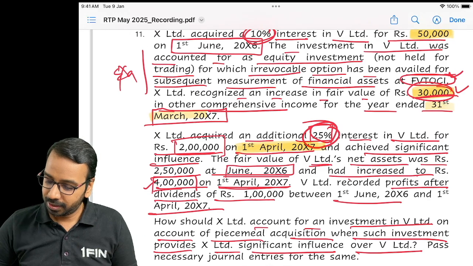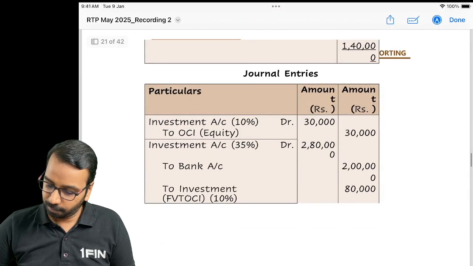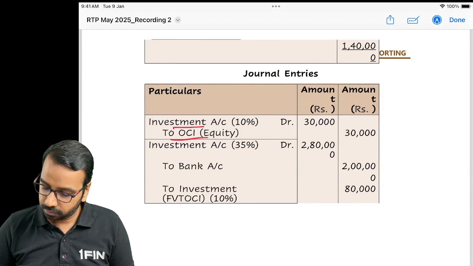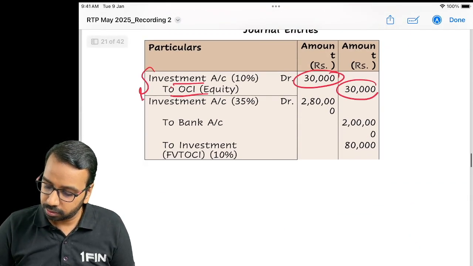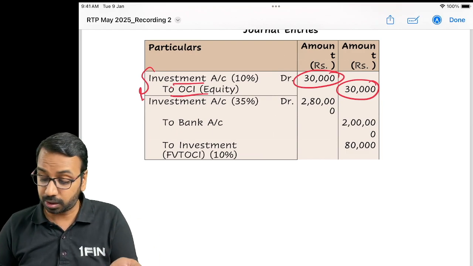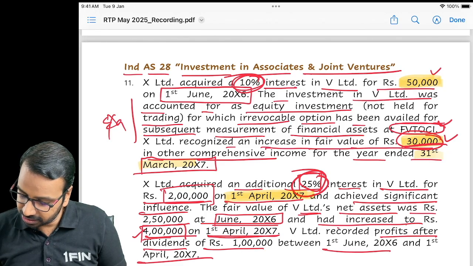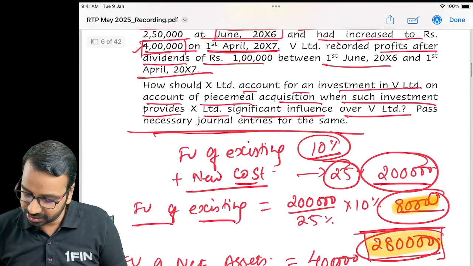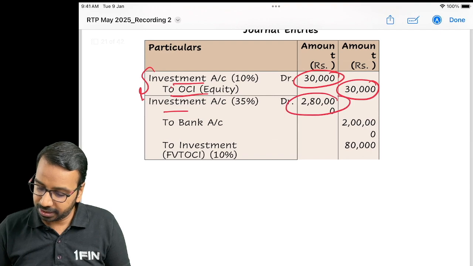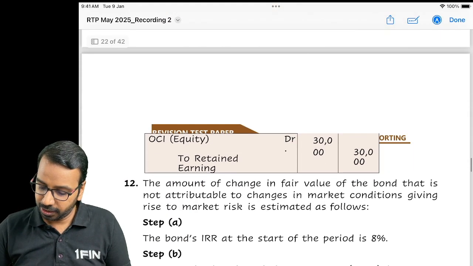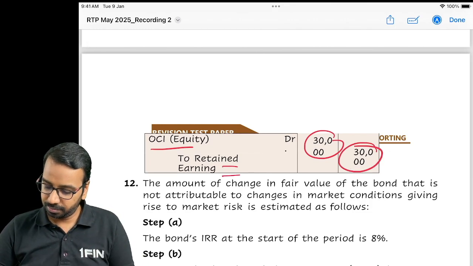Alright. So this we have already calculated. Investment to OCI, this is for increasing the value of investment, which they have already done. That is what the question mentions, right? The question says recognized increase in fair value on 31st March, and then pass the necessary journal entry. So they have passed the entry for increasing the net asset. All right. Then investment 2 lakh 80,000 to bank 2 lakhs, to investment 80,000. Then OCI 30,000 to retained earnings 30,000. All right, so that is how we will do.